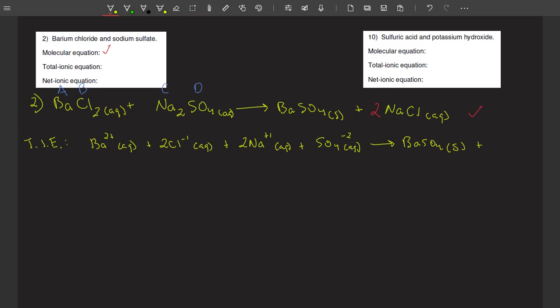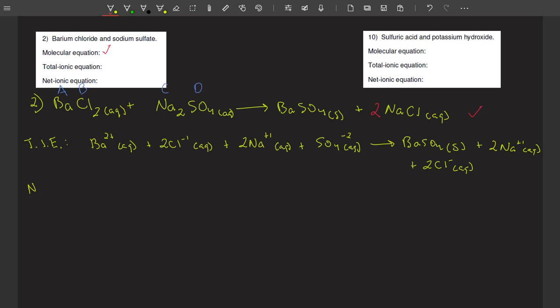This one's aqueous. Taking the 2 into consideration, that coefficient, we have 2 sodiums, each one with a +1 charge. And I'm going to move over here now. And we also have, because of that coefficient affecting all of sodium chloride, which includes both sodium and chloride, we then have 2 chloride ions, each with a -1 charge, and they're all aqueous. Okay, now that is our total ionic equation.